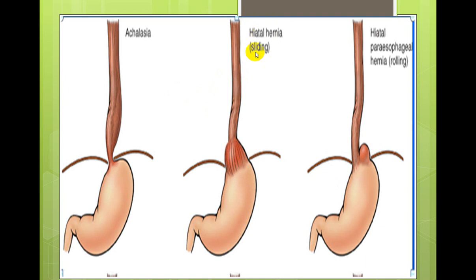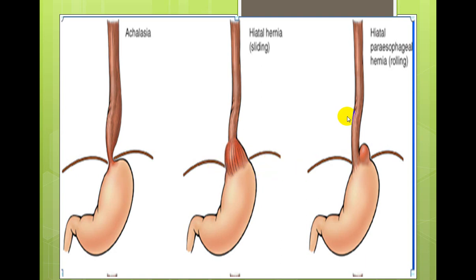The first is known as the sliding hiatal hernia, or what we call the axial hiatal hernia. This is the most common form of hiatal hernia. It accounts for about 95% of all cases. In this, there is a protrusion of a complete segment of the stomach with the resultant formation of a bell-shaped structure of the stomach above the diaphragm.